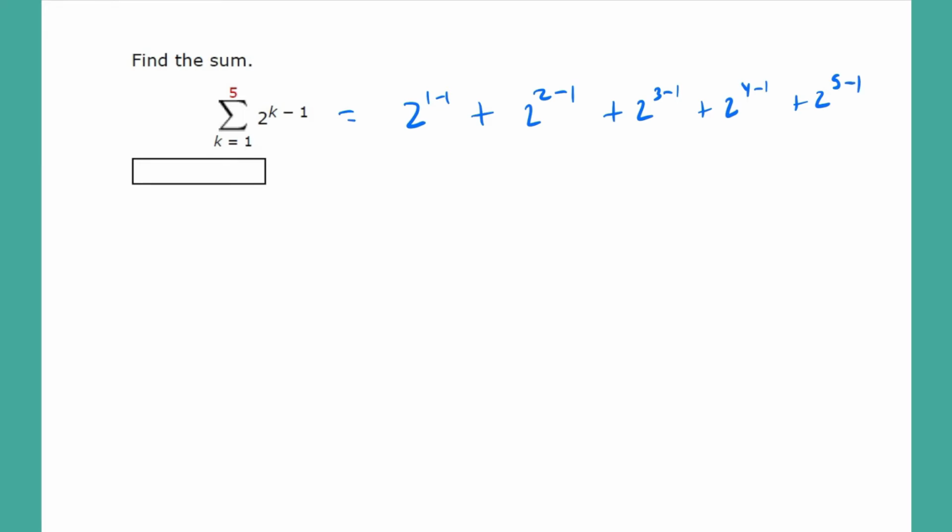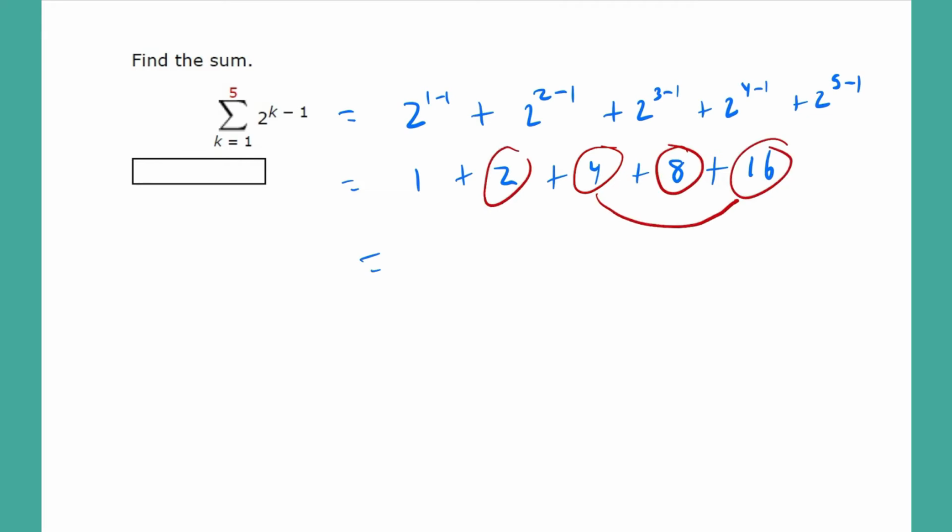All right, so now we can evaluate. 2 to the 0 is just 1. This is going to be 2 to the 1, which is 2. It's going to be 2 to the 2, which is 4. That's going to be 2 to the 3, which is 8. And that's going to be 2 to the 4, which is 16. So all we've got to do is combine these together. That's going to be 20 and 10. So that's 20, that's 10, and clearly that's 1. So it's going to be 31.